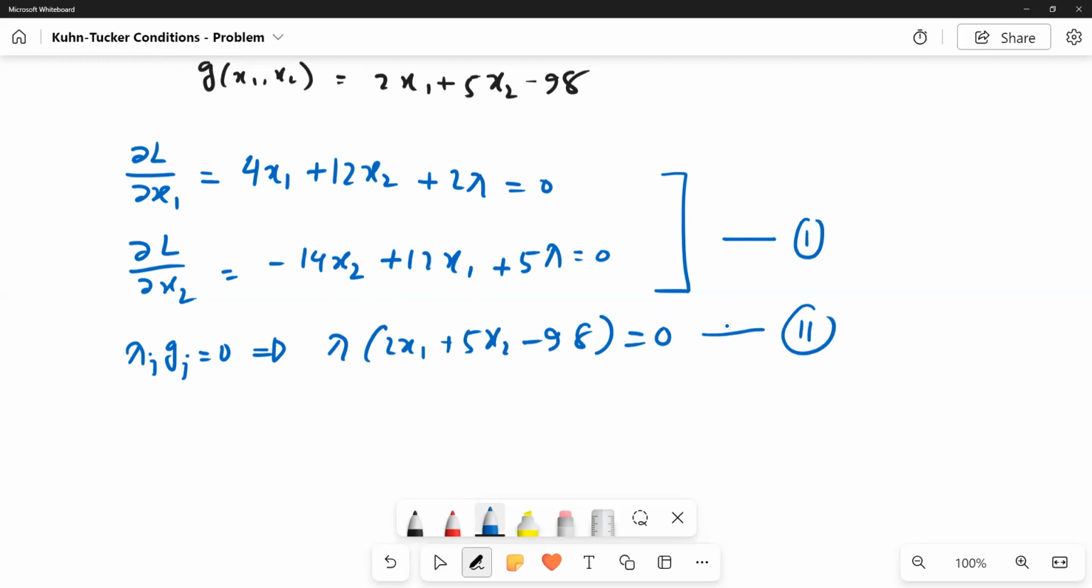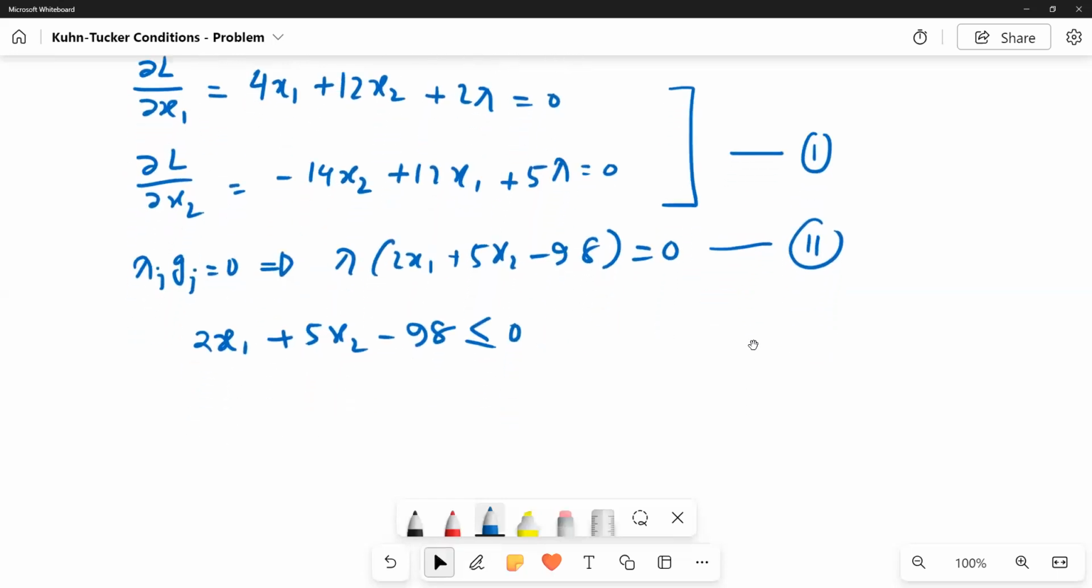Then the third equation is basically the constraint itself. So 2x1 plus 5x2 minus 98 is lesser or equal to 0. And the condition that is given, x1 greater than or equal to 0, x2 greater than or equal to 0, as well as lambda. Since it is a maximization problem, it has to be either equal to or greater than 0.